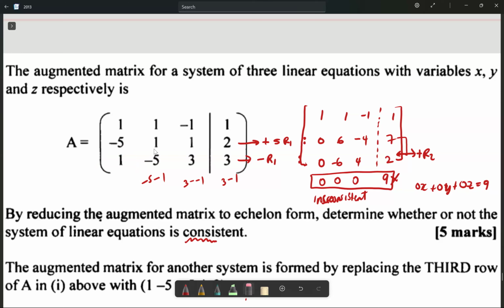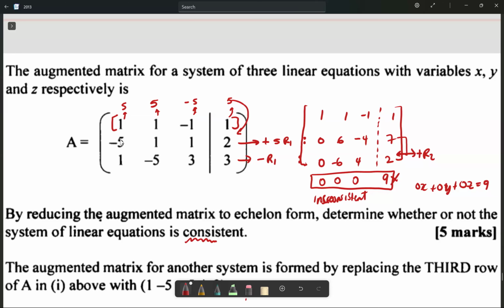Let's look at row 2 again. For row 2, what I'm saying is I'm going to add 5 times row 1 to row 2. Multiply row 1 by 5 to give us 5, 5. So this becomes 5, this becomes 5, this becomes negative 5, this becomes 5. And we're going to add that to row 2.